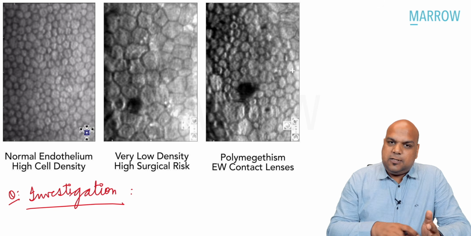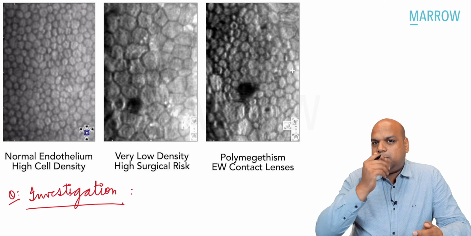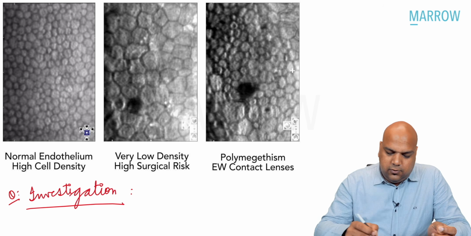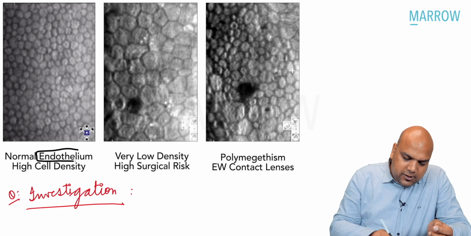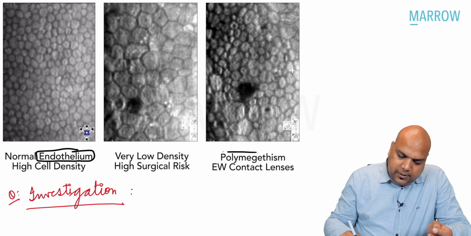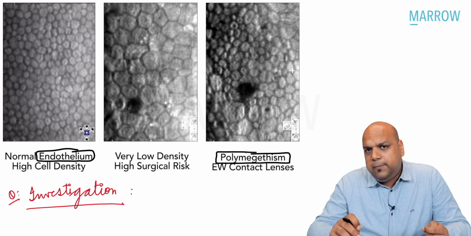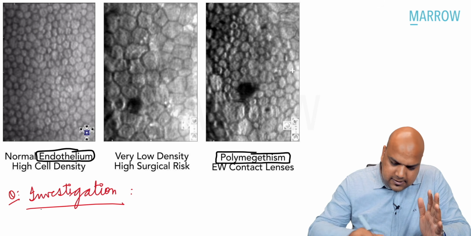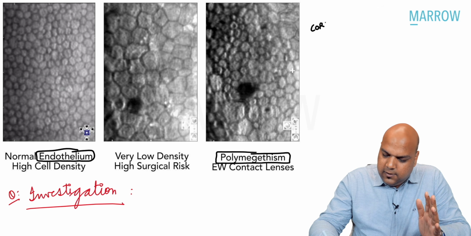Now, had the text not been written, I could have presumed it is a difficult photograph. But with the text, it becomes a very easy photograph because of these two words, endothelium and polymegathism. Now, think about these two words, endothelium and polymegathism. Can you understand what this is? These are photographs of corneal endothelium.